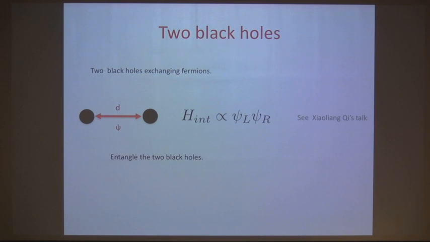Now, in the case of the two black holes, it's the same. So we have all the states of the two black holes. Instead of exchanging photons, we're exchanging fermions. And we're generating an interaction which is of the two fermion form, identical to the one that we saw in the previous talk.